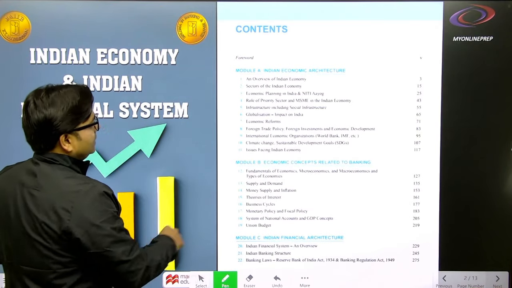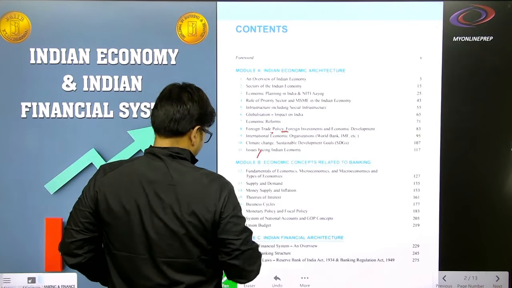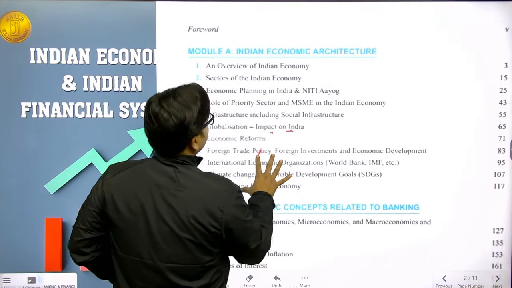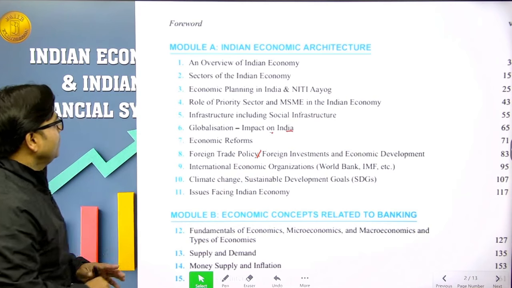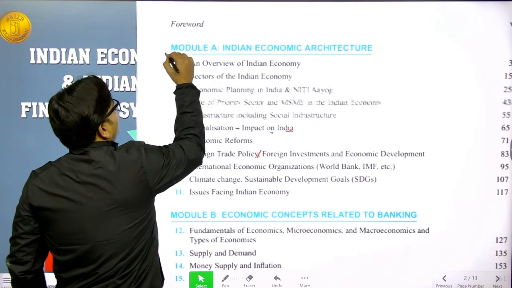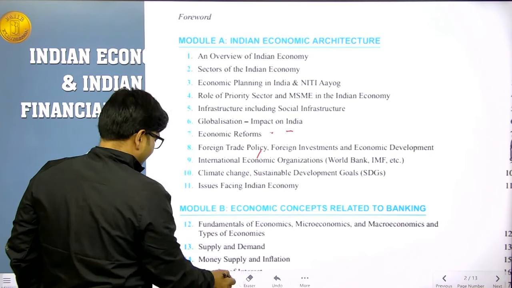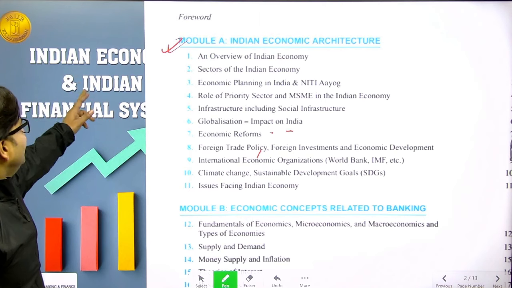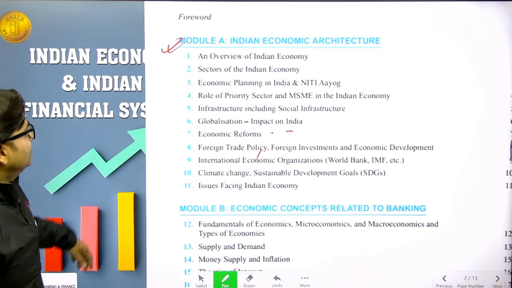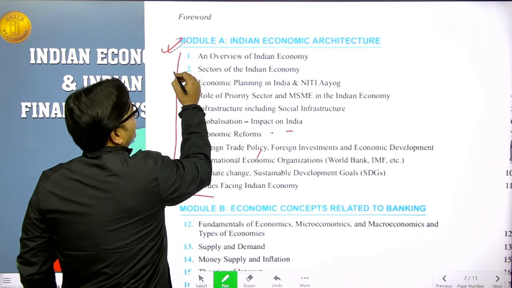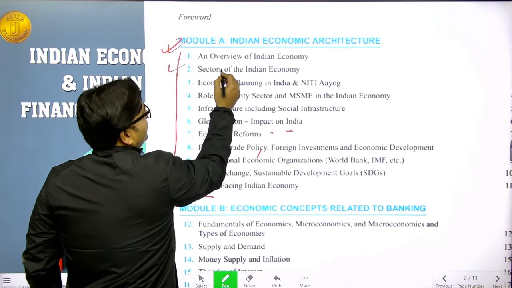Well, if you see the module wise changes, Module A is the new module. Module A is a new module that has been inserted in Indian Economy and Indian Financial System. These are the topics. These are new. I think these are new. And the overview of the Indian economy.